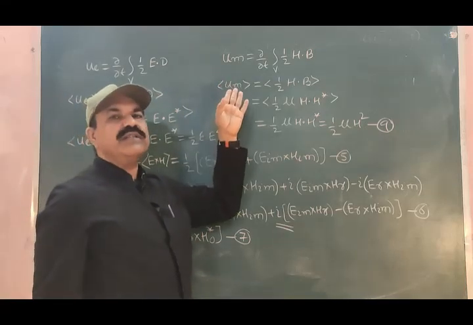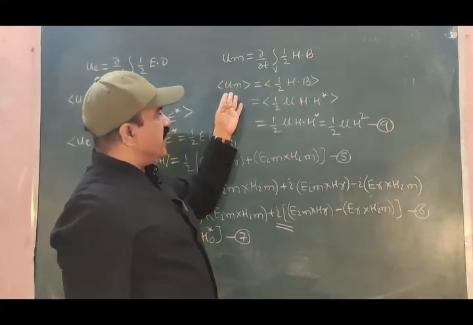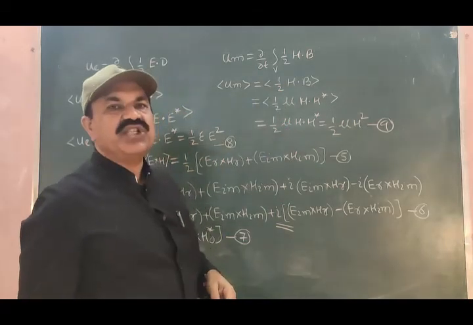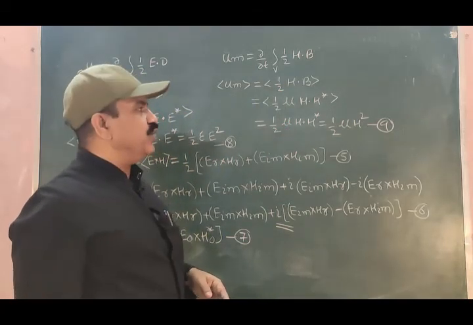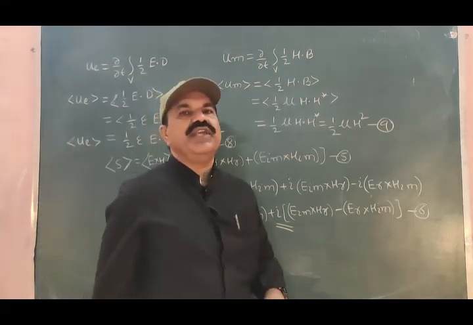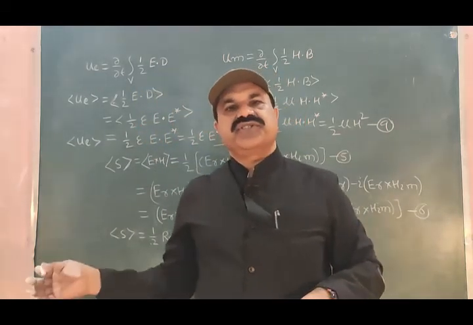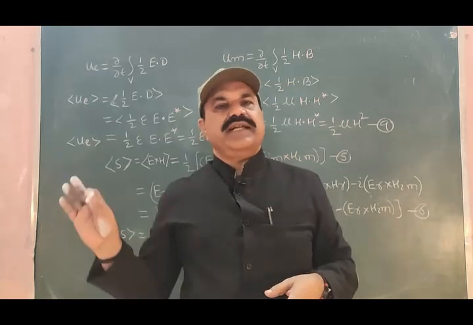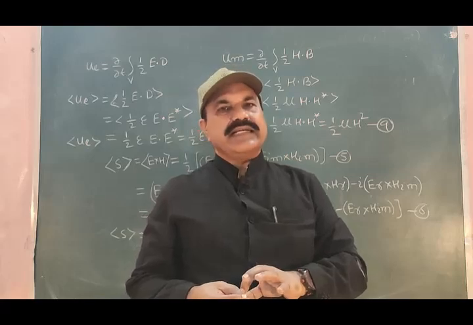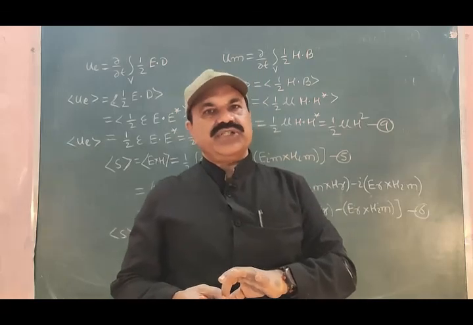The same is for the magnetic energy stored in the electromagnetic field, U_M. This is 1 by 2 mu H dot H star, or simply 1 by 2 mu H square, equation number 9. So this is about the Poynting vector. I have solved all the equations and expressions required to understand this article. At the same time, the required concepts were also introduced to you. Hope you got it. Thank you.